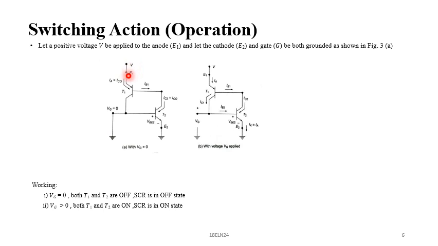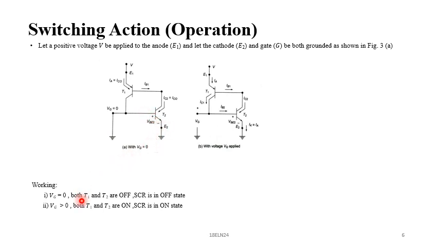This indicates that both the transistors are replaced by open circuits, so there is no connection from anode to cathode. The equivalent circuit is shown. It is an open circuit from anode to cathode, so there is no flow of current. That indicates that the SCR is in the off state.